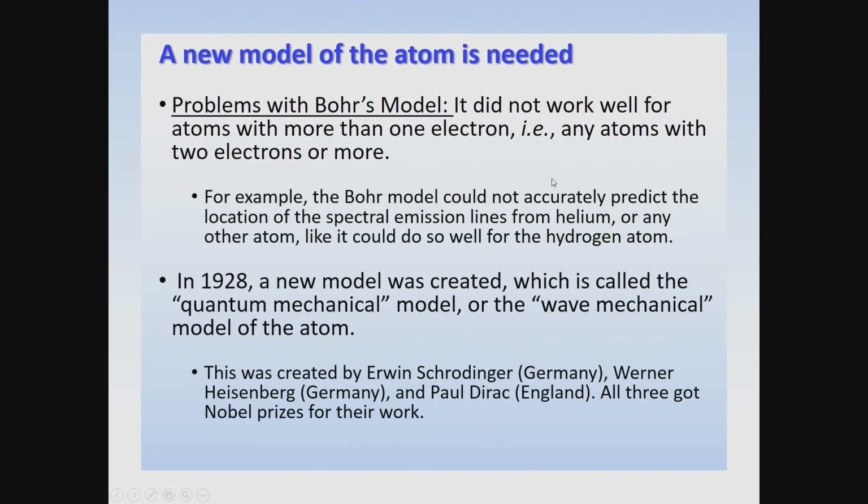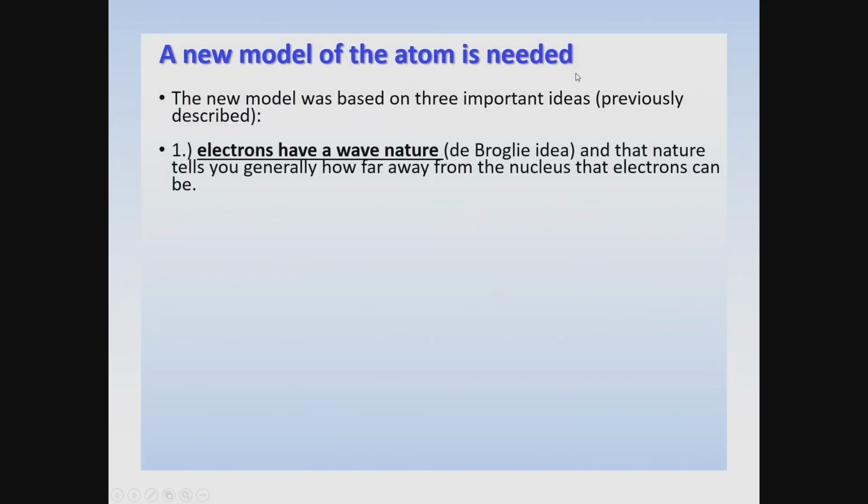This was created by three men: Erwin Schrödinger in Germany, Werner Heisenberg in Germany, and Paul Dirac in England. All three got Nobel Prizes for their work. This new model of the atom was based on three ideas which I just mentioned. First, electrons are not only particles, they also have a wave nature. You might remember we used the de Broglie wave equation to understand to some degree where we can find electrons in the atom, how far away from the nucleus they are.